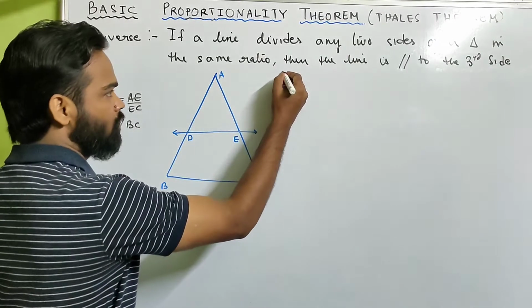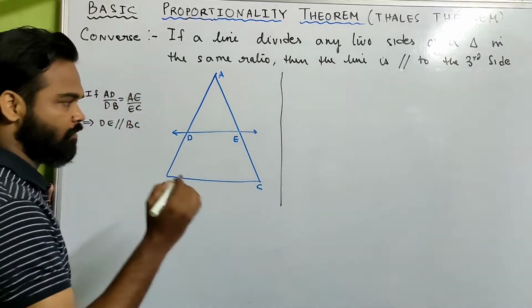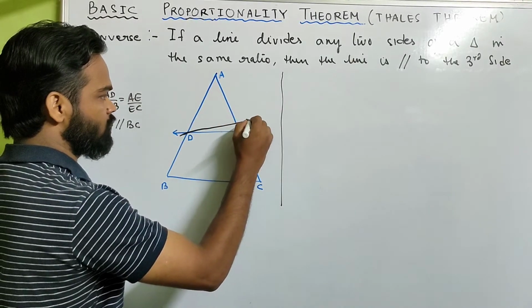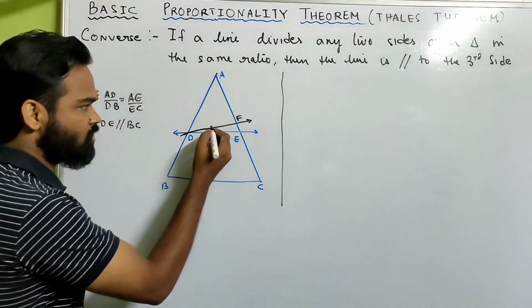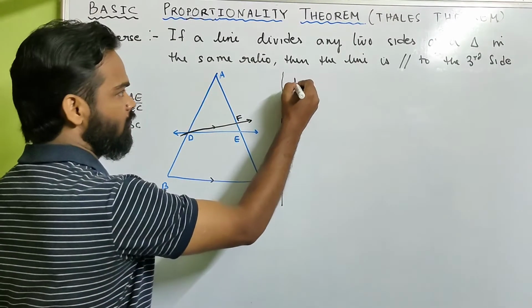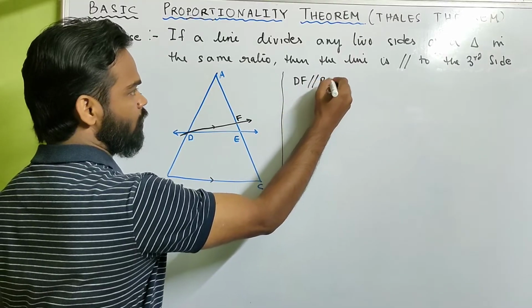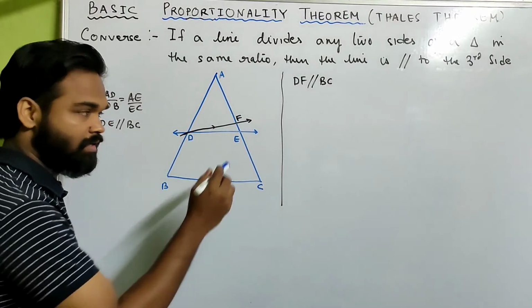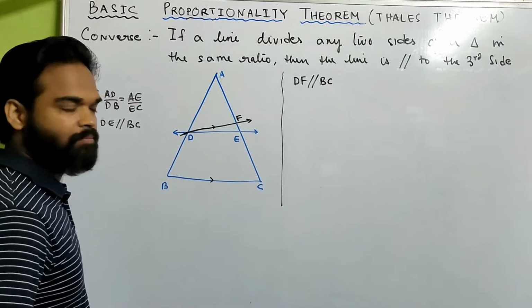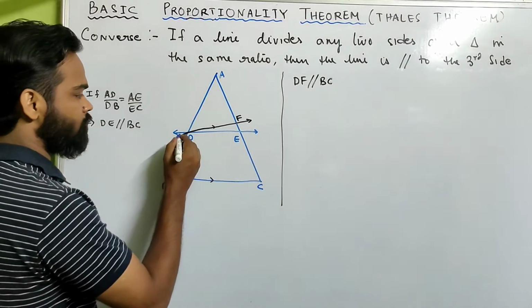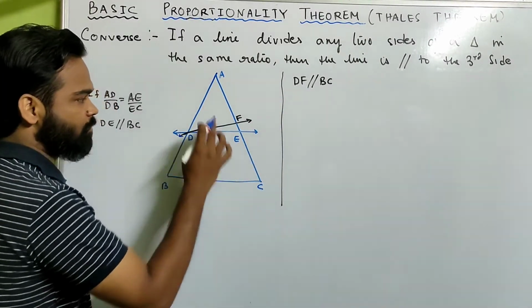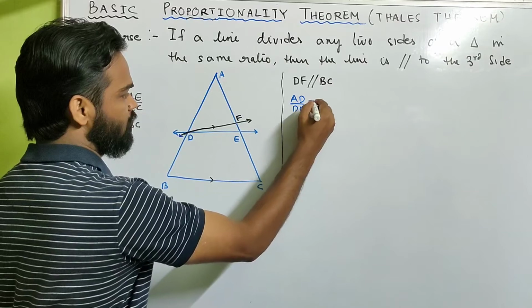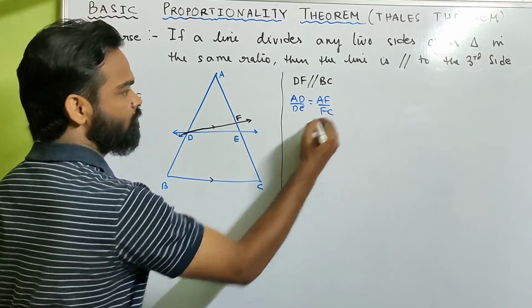Let us prove it. For proving this, I'll construct a line, suppose DF, in such a way that DF is parallel to BC. And if I can show that F and E coincide, our work is done. Pretty easy. Just look over here. I've taken DF parallel to BC, which means by the basic proportionality theorem, AD by DB is equal to AF by FC.